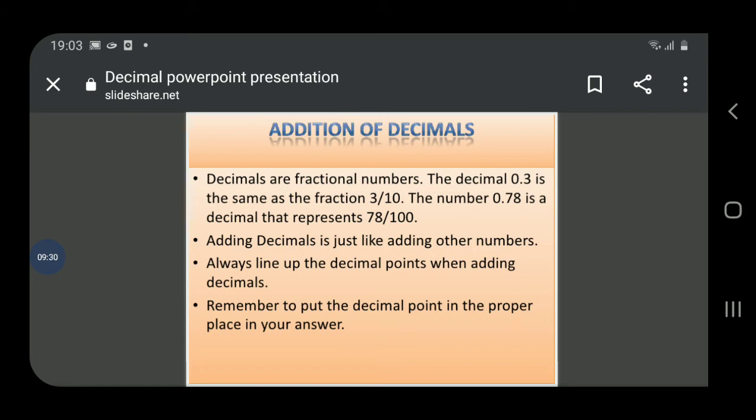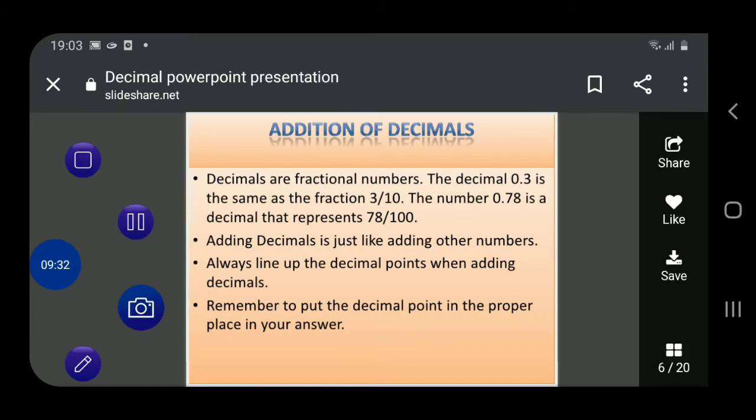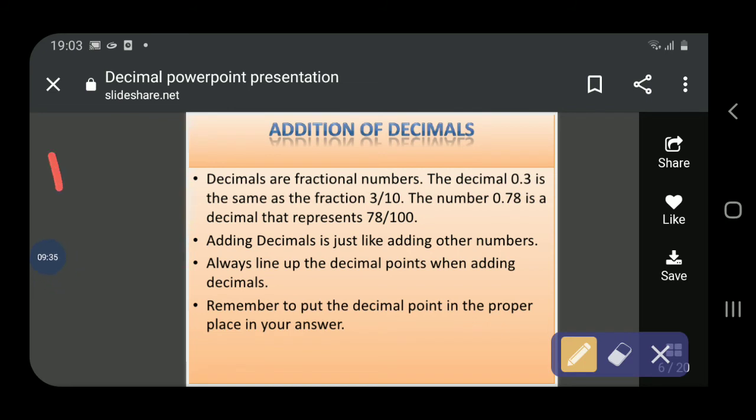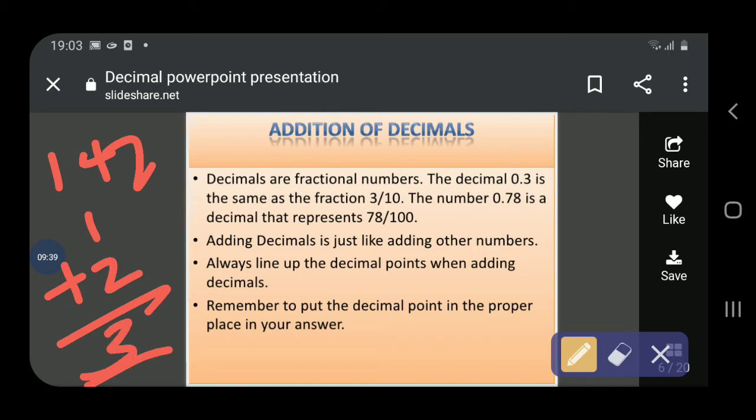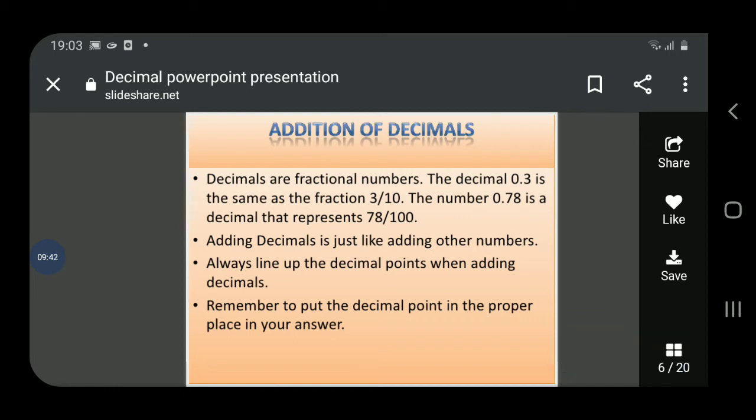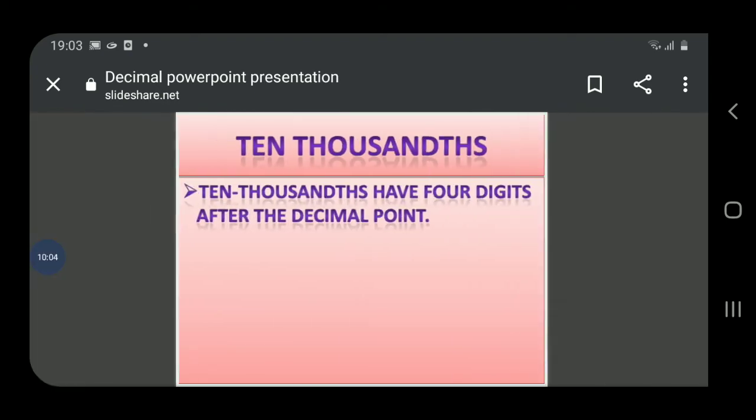Like 1 plus 2, we write it like that, and we write the answer as 3. So you have to line it up like this only. So now let's go to the other one. Remember to put the decimal point in the proper place. If we forget to put the decimal point, the answer will be wrong even if you have done everything else right. So don't forget to put a decimal point. This will cost you all the marks.